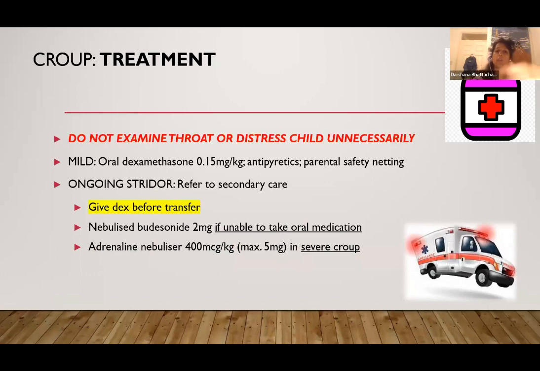Essentially, if the child has ongoing stridor, they will need to be referred to secondary care rather than having multiple doses of dex given at home, just because of the risk to the airway. So if you are referring to pediatrics in hospital, if the child hasn't already had it, give them a dose of dexamethasone before transfer. If they can't take oral medication, they might need nebulized budesonide, but I'm not sure if that will be available to a lot of you. If they are in severe distress, then an adrenaline nebulizer works very effectively, but the effects wear off quite quickly as well. So the child does need to be transferred in an ambulance with a paramedic crew.